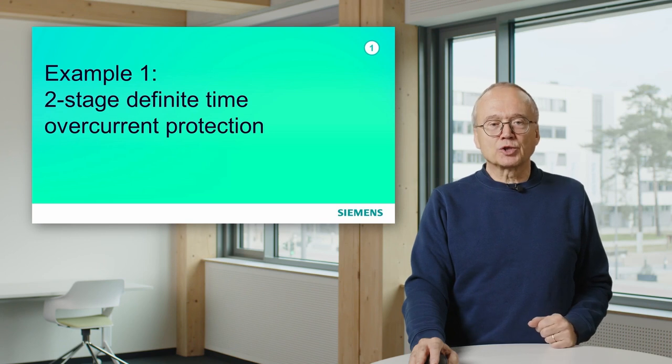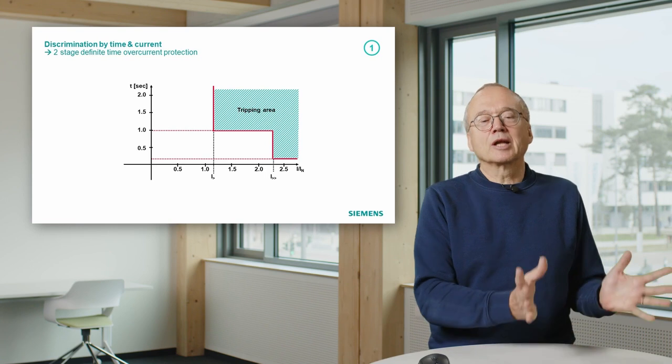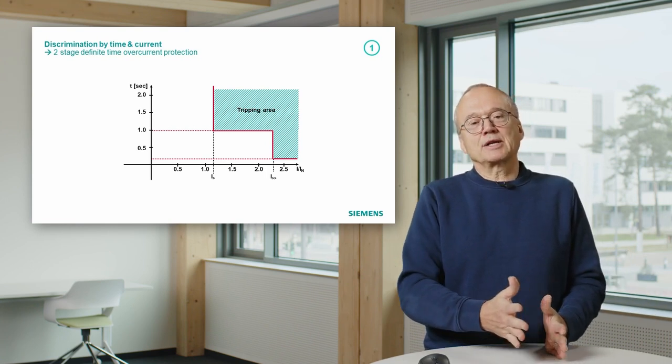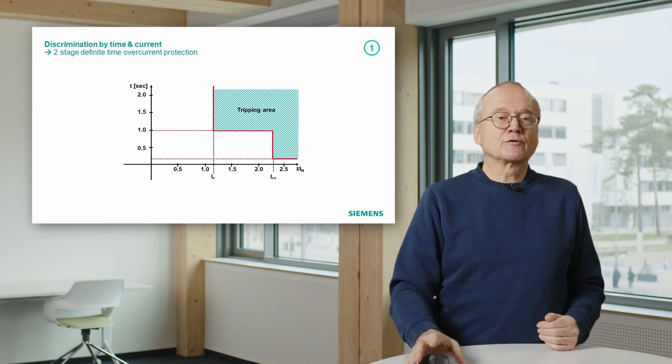Let's start with a two-stage definite time overcurrent protection. What is that? That is a characteristic which is a little bit more complicated, but which is standard for definite time overcurrent relays. In this case, we have two settings for the current and also two timer settings. We have one current setting I greater with a timer setting assigned to that. That means if the current is below this I greater setting, the relay will not trip at all. If the current is above this setting I greater, it will trip with a relatively long trip time.